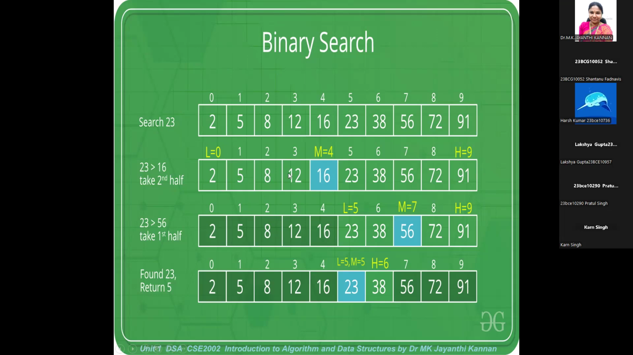The searching number is 23, that is greater than 16. Since the list is already sorted, it is in the second half, so we go there again. We change the lower bound and upper bound, and the midpoint is 56. The searching element 23 is in the first half, so we discard the rest. Again you find the midpoint, and the searching element and the midpoint are the same. So the element is found.